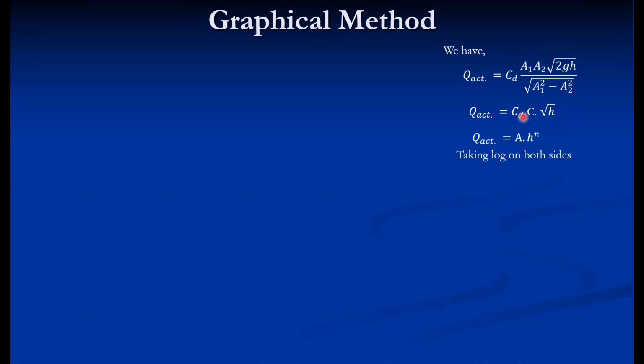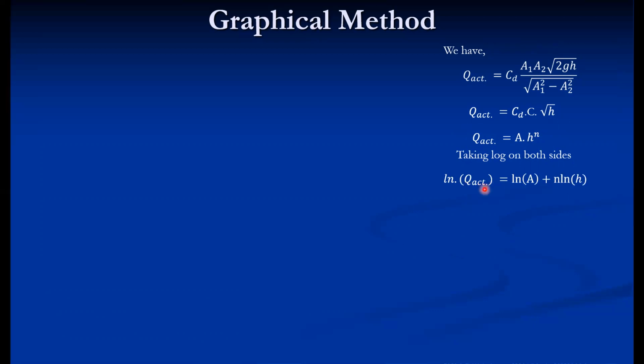In general, we can write this expression as Q actual equal to A, some constant, because CD into C is constant, times h raised to n. Ideally this n value is 0.5, that is h raised to 0.5. We have to calculate this n value as well, based on the readings. So the generalized expression of Q actual is A h raised to small n. Taking log on both sides, ln Q actual is equal to ln A plus n ln H.